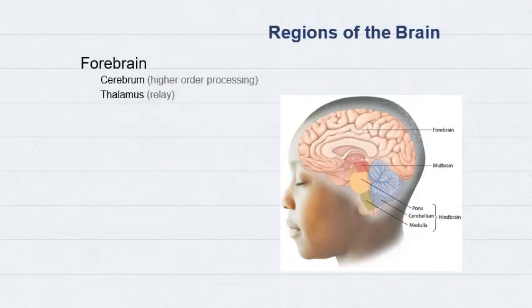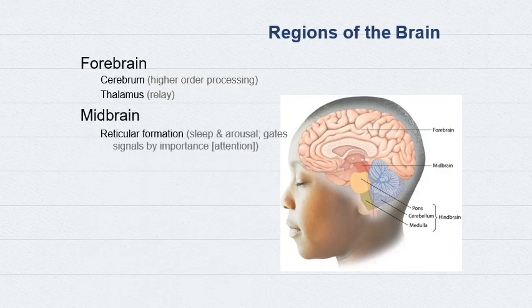Next, we have here the forebrain. Familiar naman tayo dito sa regions, wherein ang kanyang major parts are the cerebrum, which is responsible for higher order processing, the thalamus, the relay of emotions. We have the midbrain with its reticular formation, whose main functions are connected to sleep and arousal, where it gauges signals by importance such as with attention.